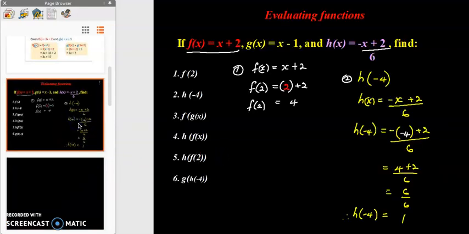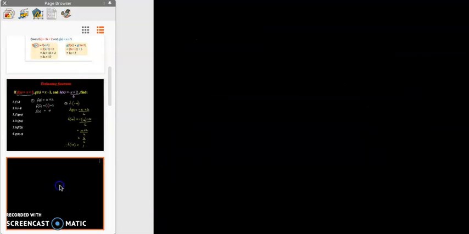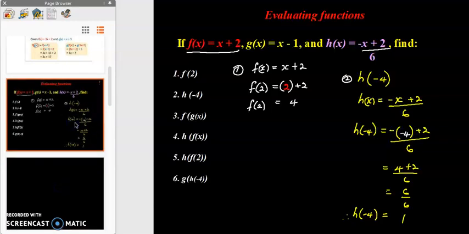That's it. Alright, so we're looking at number 3. Number 3 looks kind of fancy. Number 3 is about f of g(x). Let's go right here now. So 3, f of g(x), and we can write it like this, f(g(x)).